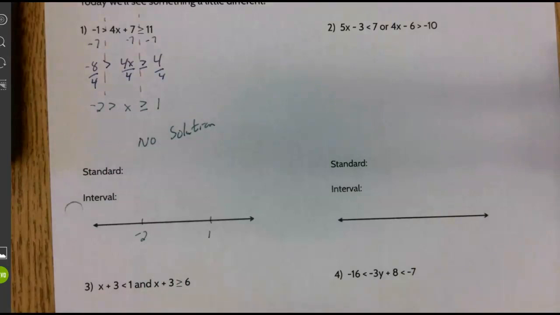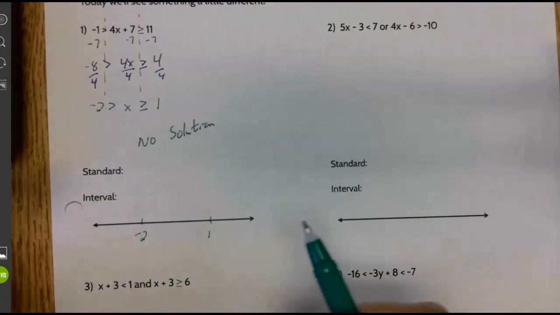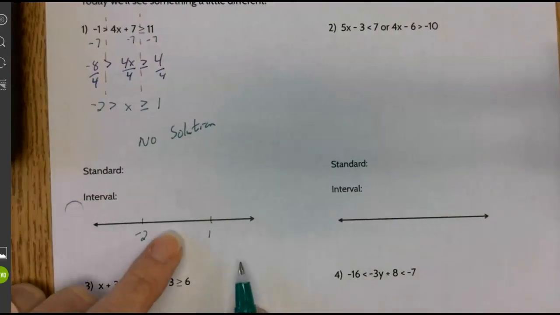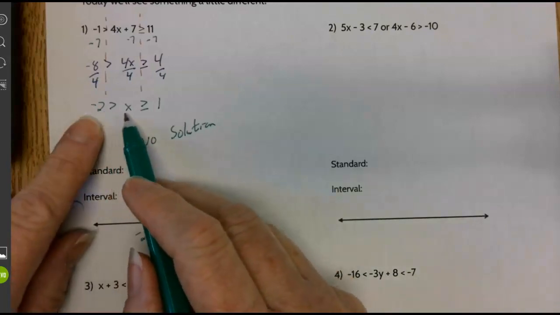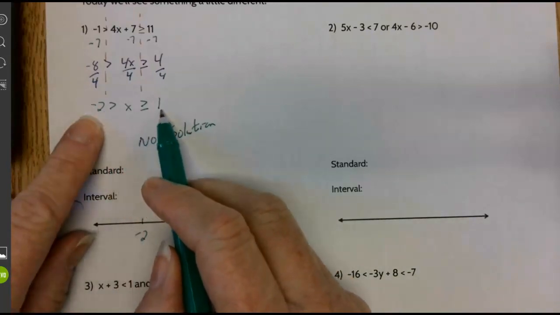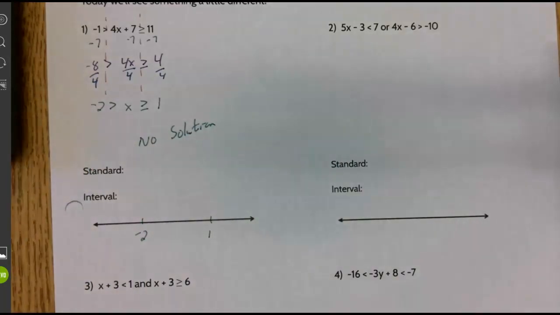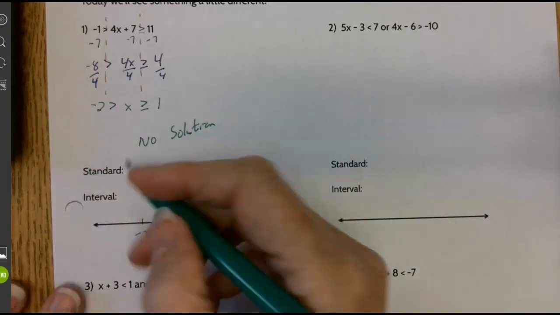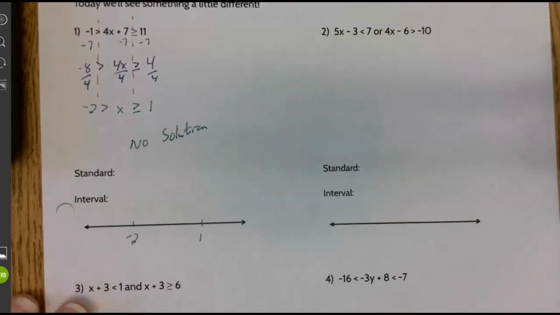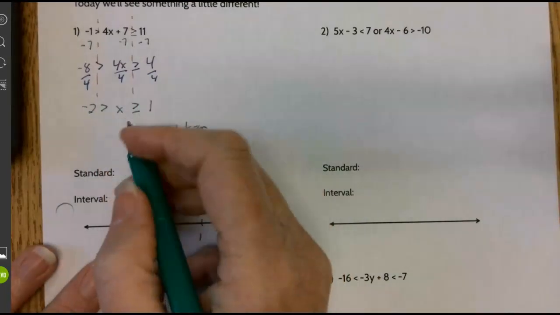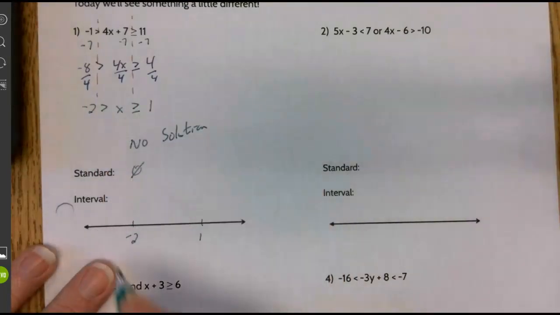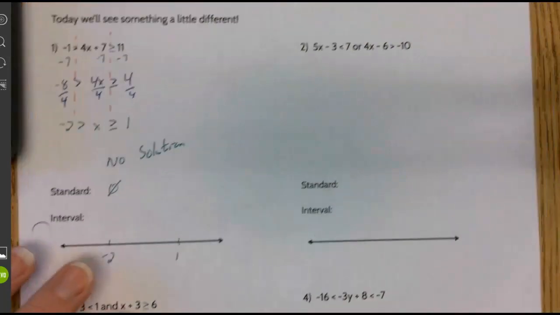Just so that you can see, let's pretend it's in between and plug in 0. Negative 2 is greater than 0, which is greater than or equal to 1. Well, that's false. So see how you can kind of check yourself. That one's just no solution. We can't write anything on that one. Sometimes, for set notation, we could put empty set. But for interval notation, it just doesn't work.